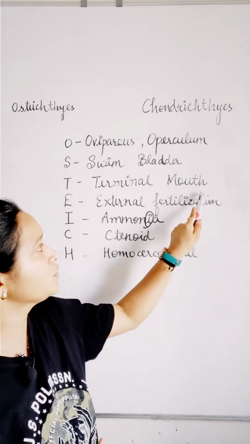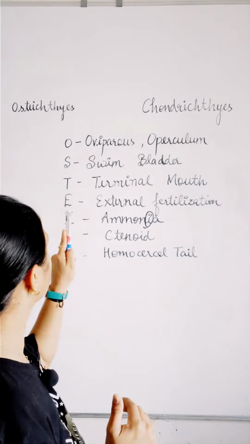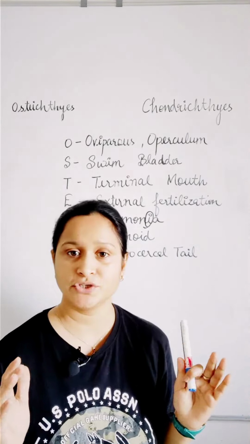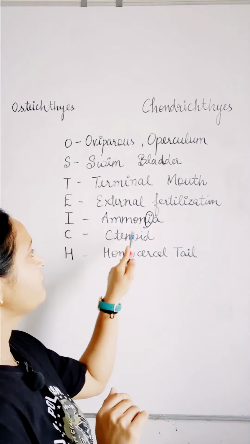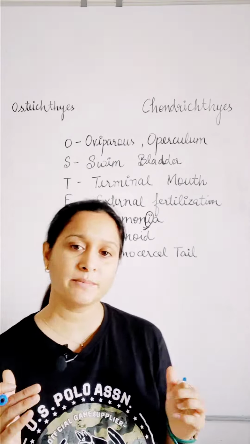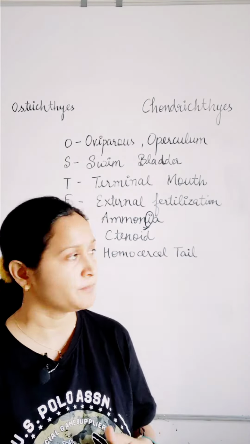T for terminal mouth. Mouth is at the terminal end, not on the ventral side. E for external fertilization. So in this class, external fertilization takes place. I for ammonia. You know, in ammonia I is there. So by this you are able to remember that their excretory product is ammonia and not urea.